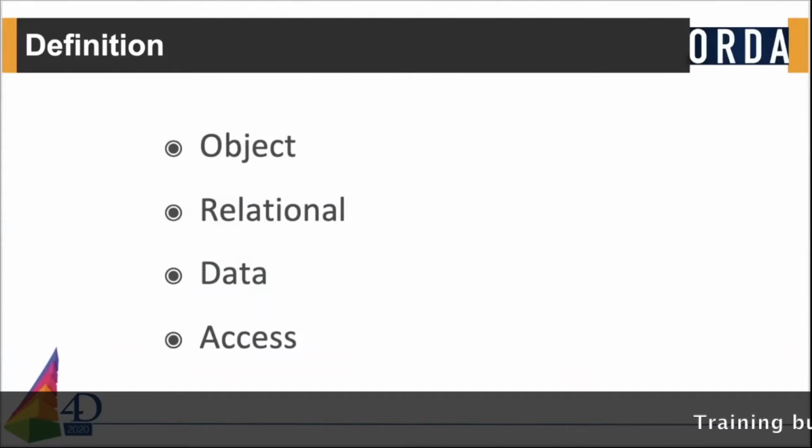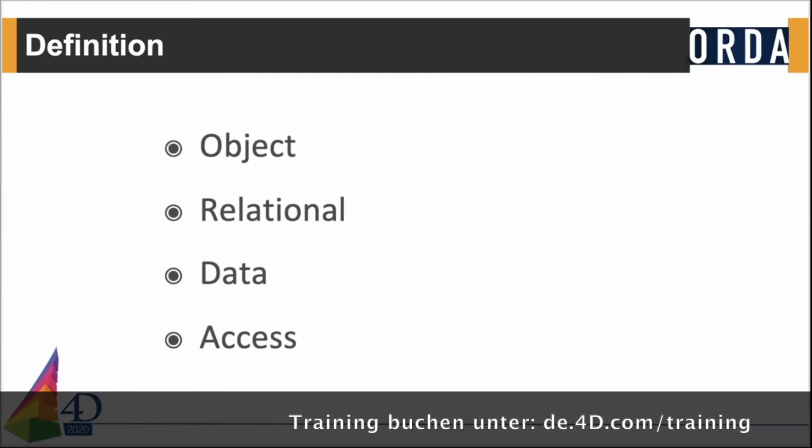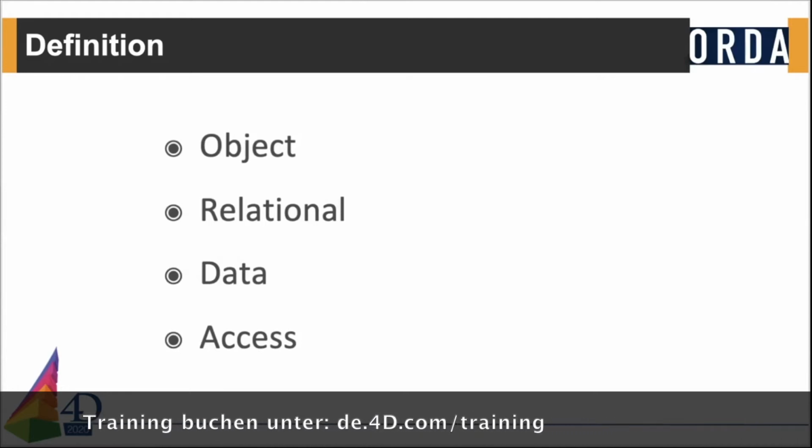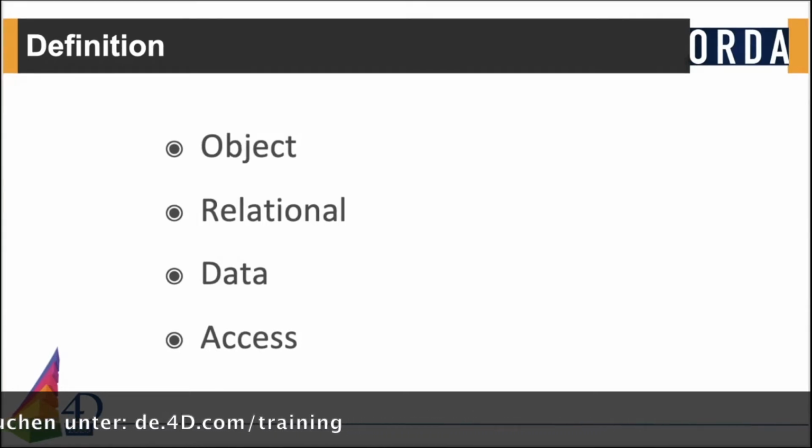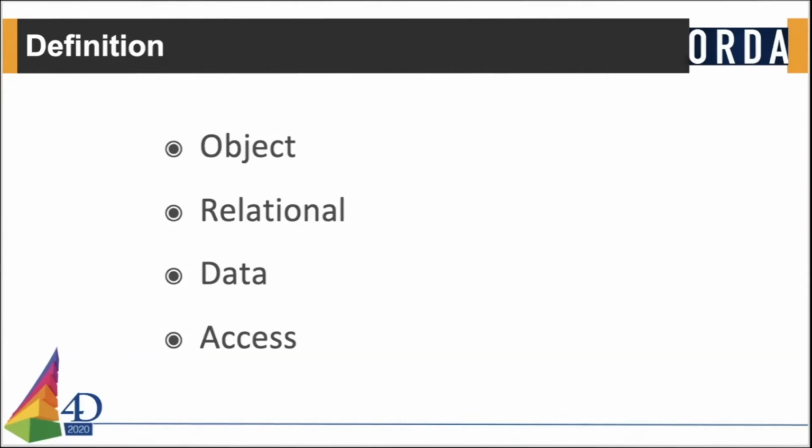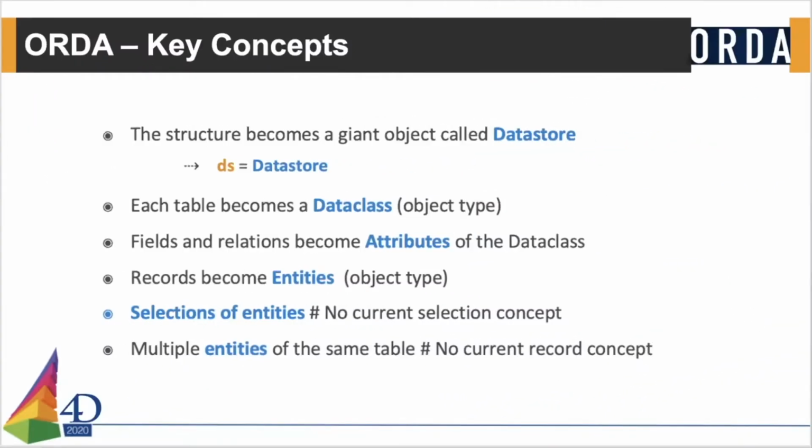ORDA is a new syntax, a new approach, which is an acronym for Object Relational Database Access. Now ORDA makes using relations so much easier, helpful, and very flexible to use, even if they are recursive. Now, a representation of the whole database is built as an object, which is available through the ds command.